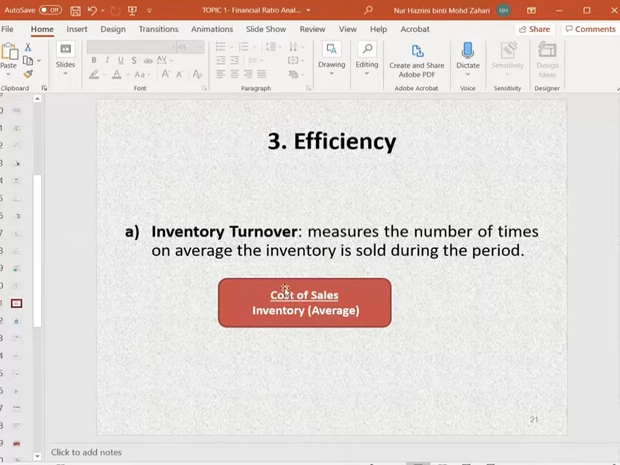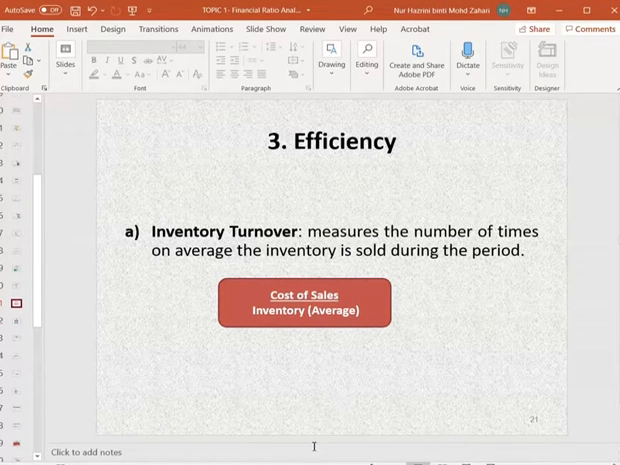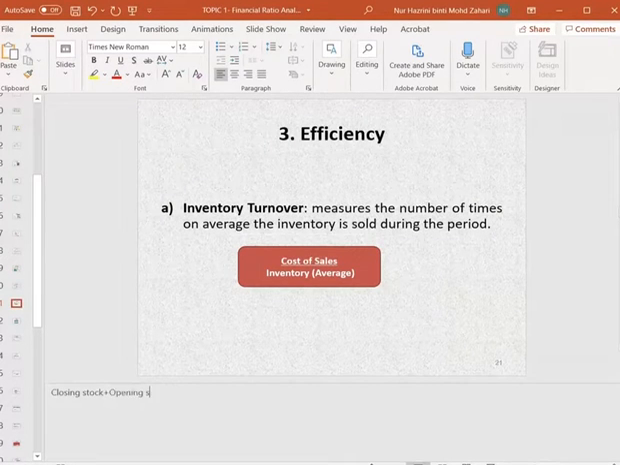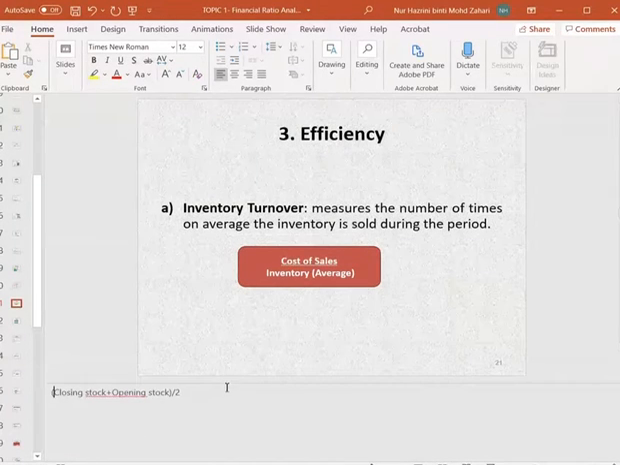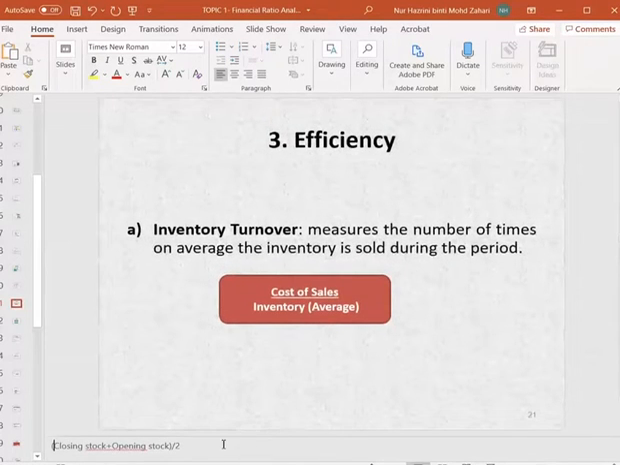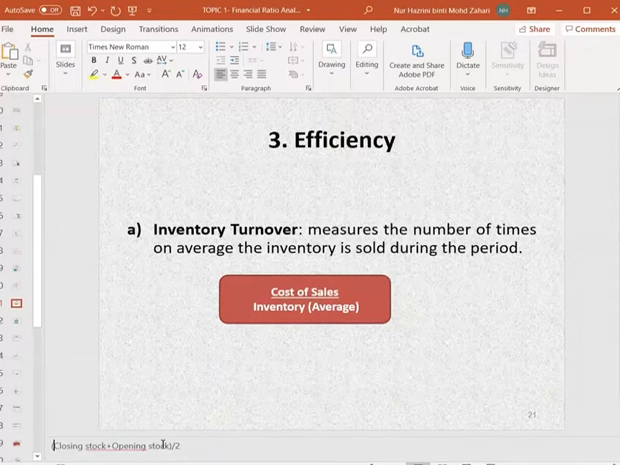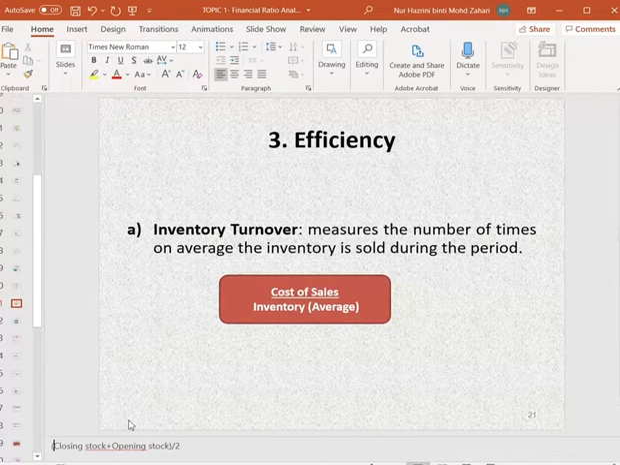To calculate this one, you have cost of sales divided by average inventory. Average means you take the closing inventory, closing stock, plus opening stock, divided by 2. That's the average inventory. In case you don't have this information, usually you don't have opening stock information, we will take the closing stock information only.